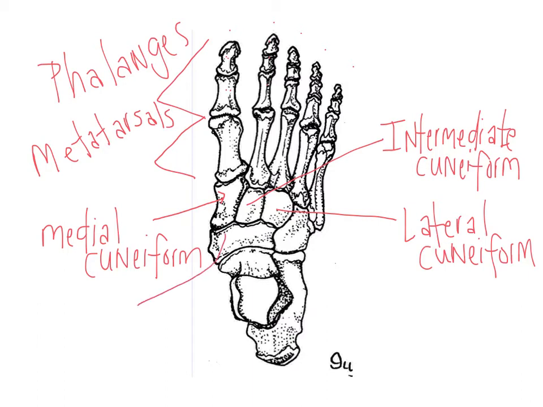This one right here is your navicular bone. Right over here is your cuboid.